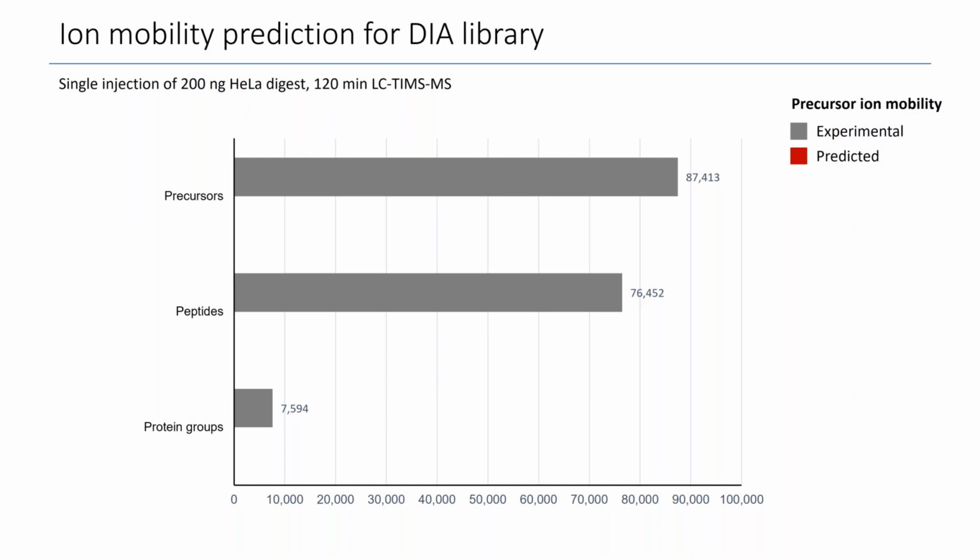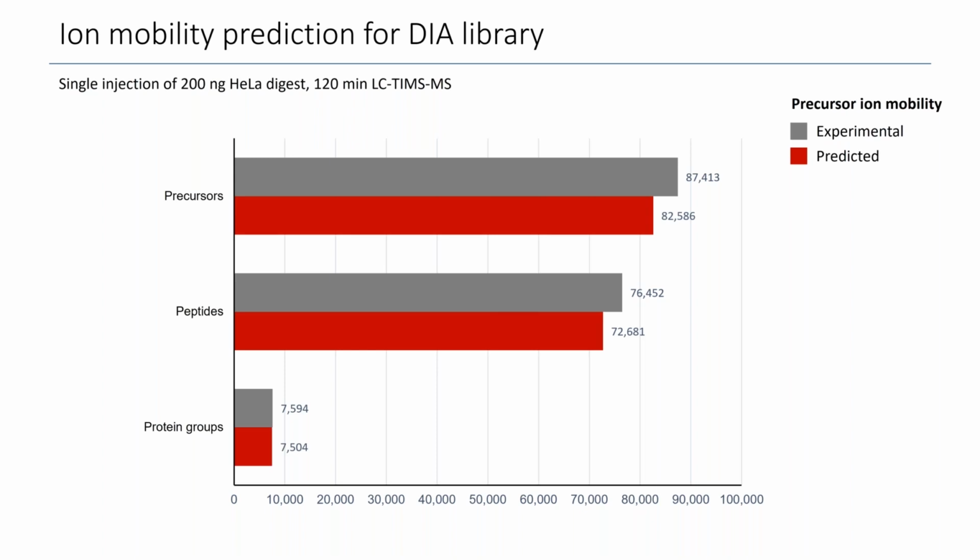And it's just based on a single raw file using the library that we also used before. And then if we use the experimental mobility values, we get around 87,000 precursors, which translates into 76,000 peptides, and from which we infer 7,500 protein groups. And then if we now replace the experimental values by the predicted values, I'm really starting to see that it almost has no effect or very marginal effect on the number of identified precursors. So it's really in a very similar range, and the number of protein groups identified with either the experimental or the predicted values is virtually the same.